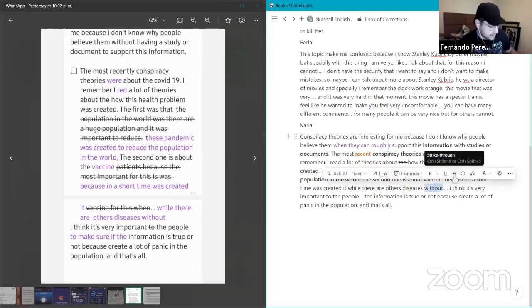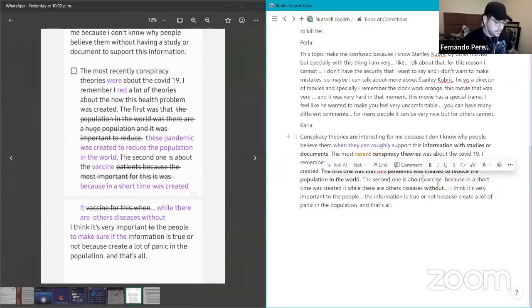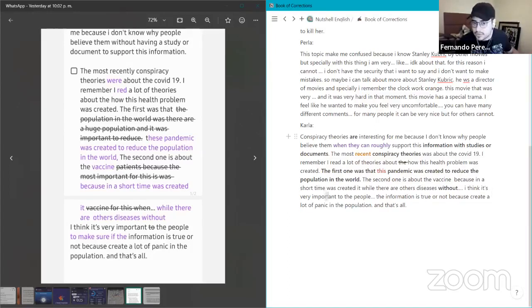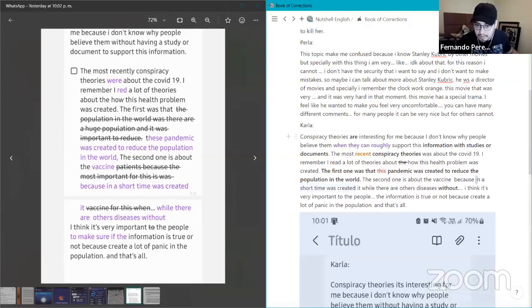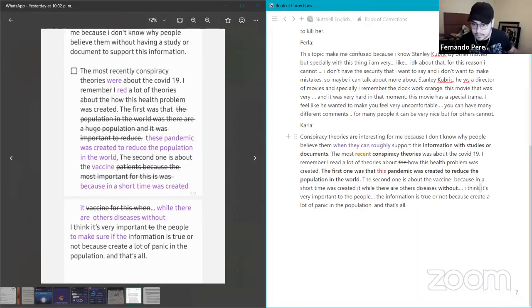Okay, we have some issues. The second one is about the vaccine, because in a short time was created. In a short time was created. Was created it. There's a massive issue here.